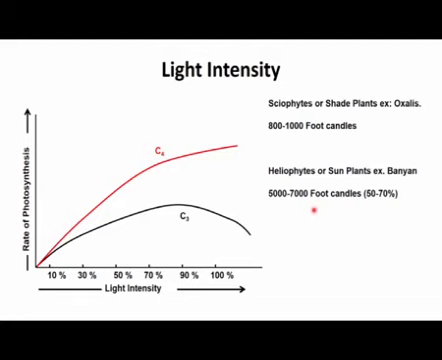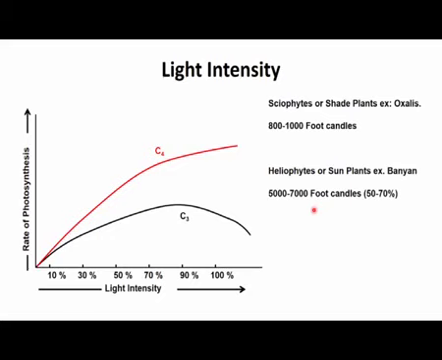The optimal sunlight at which photosynthesis occurs is known as the saturation point. As we decrease the light intensity, the rate of photosynthesis declines, and as photosynthesis declines, the uptake of CO2 decreases, and the evolution of oxygen also decreases.